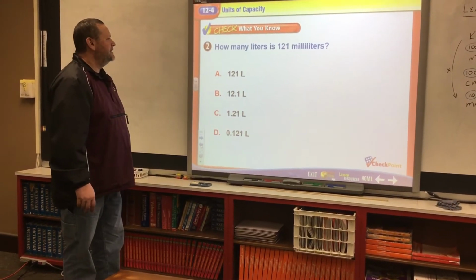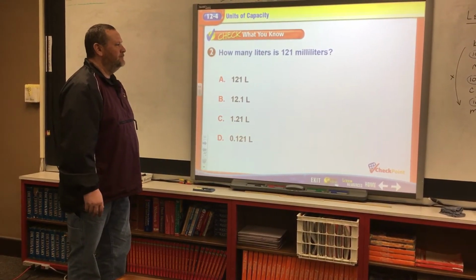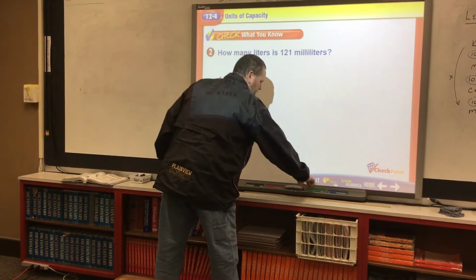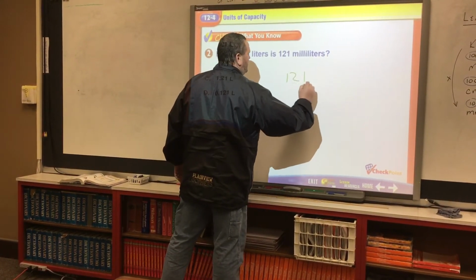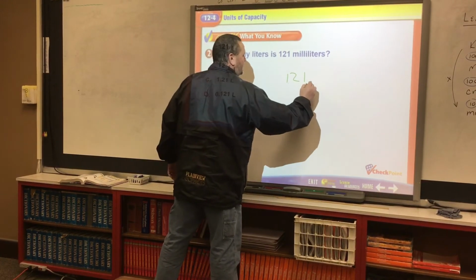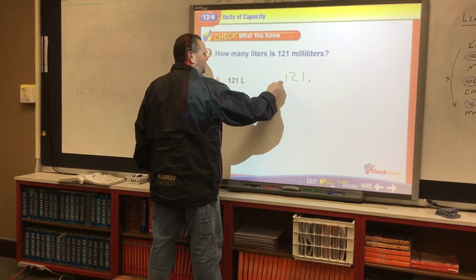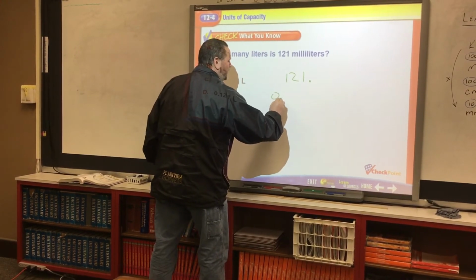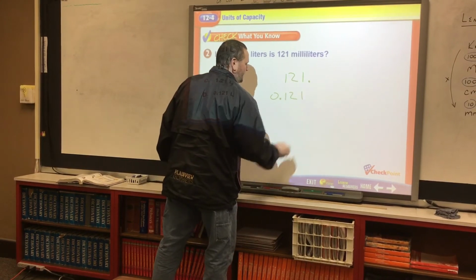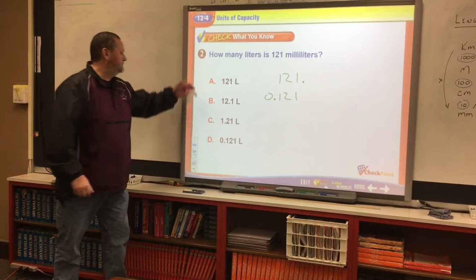How many liters is 121 milliliters? 121, no decimal point, so I can put it at the end. I have to move it 3 places, 1, 2, 3. So the decimal point would be in the front now, so I'd have 0.121. Again, fairly simple mental math.